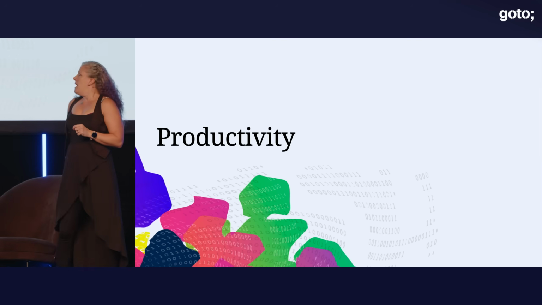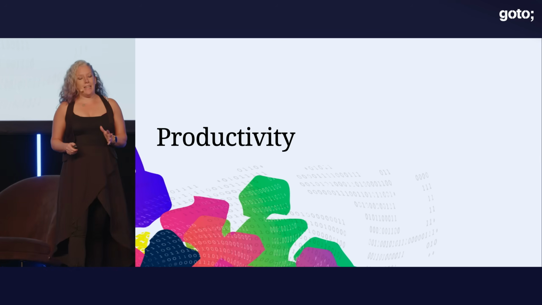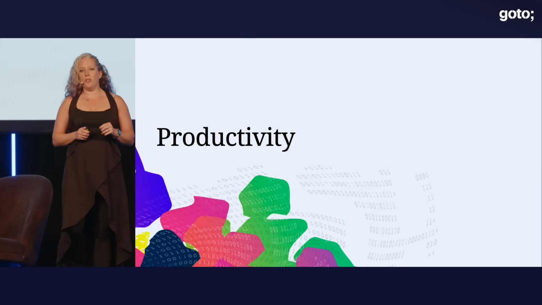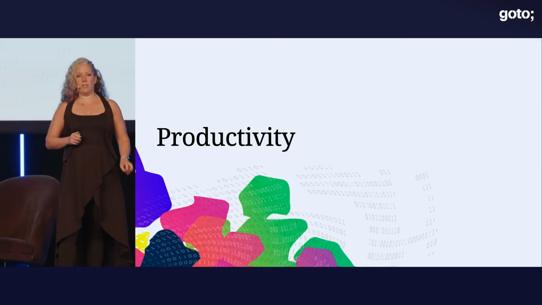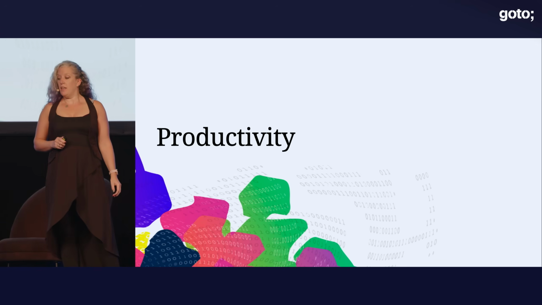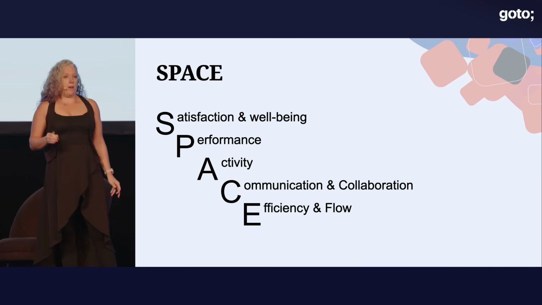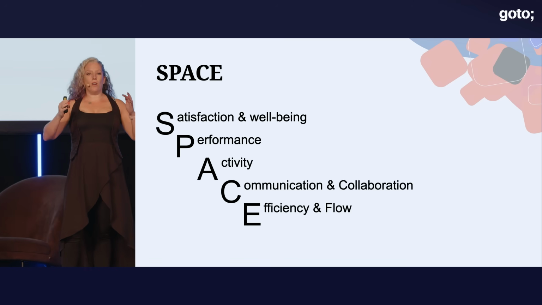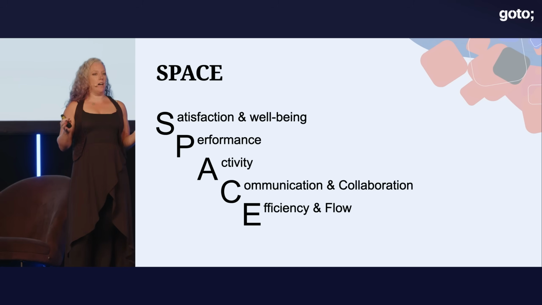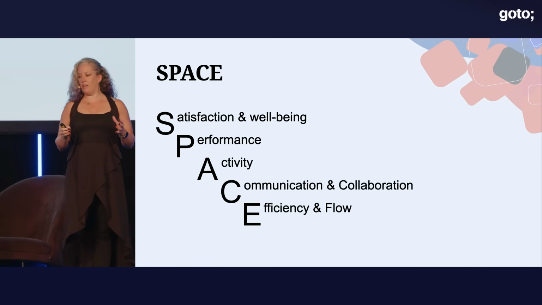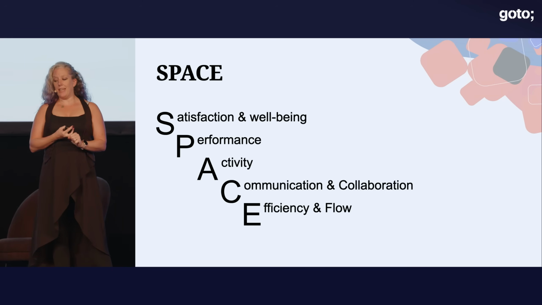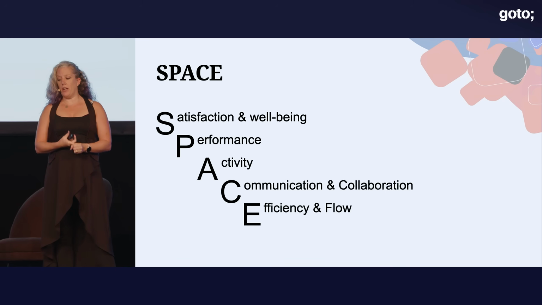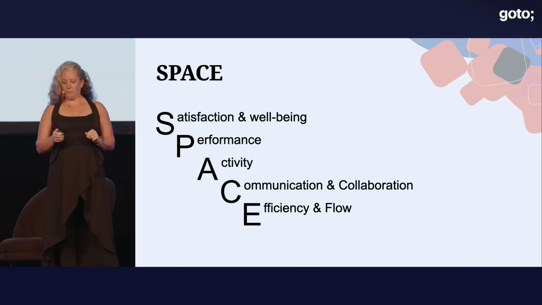So let's talk a bit about what productivity really is, particularly as people are telling us that AI is coming for our jobs and you won't need to type code anymore, which seems a little bit alarmist. The SPACE framework is one of the ways of talking about what makes us, as developers, productive. It talks about satisfaction and well-being, performance, activity, communication and collaboration, efficiency and flow.